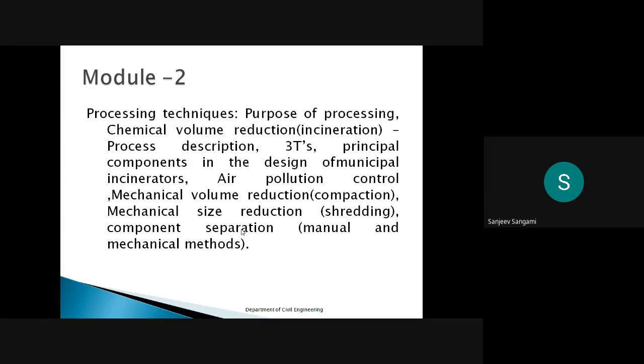During the processing, normally one process is called incineration. Incineration is a process of burning solid waste in a chamber.